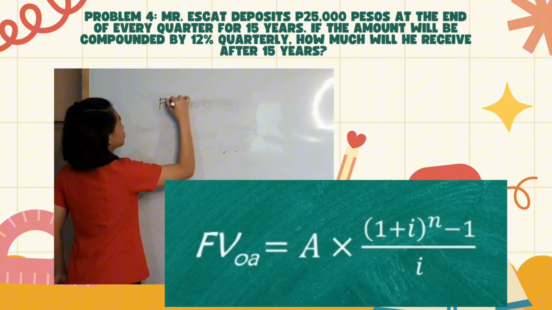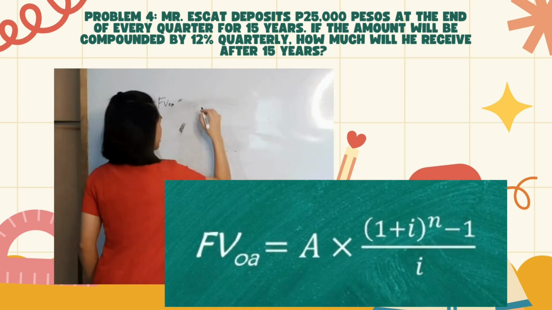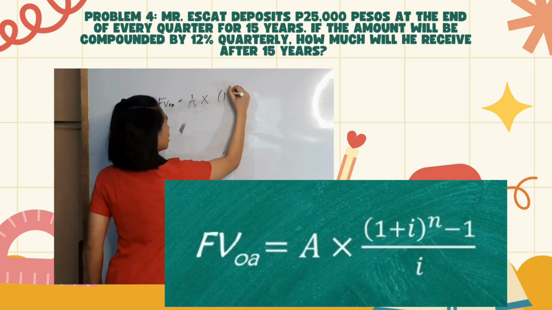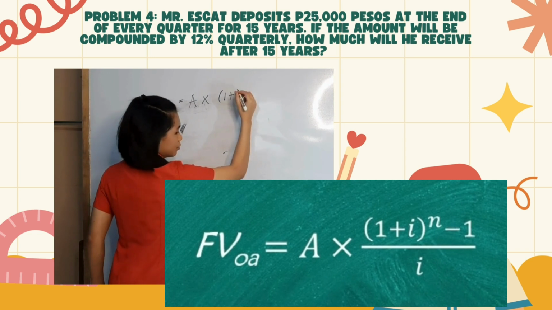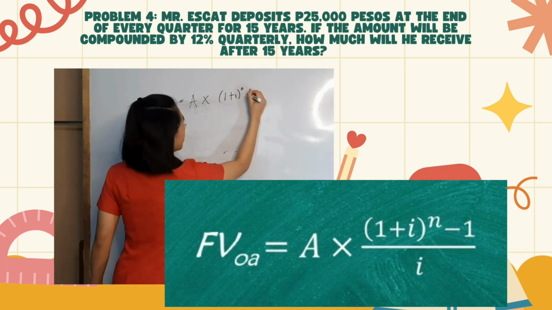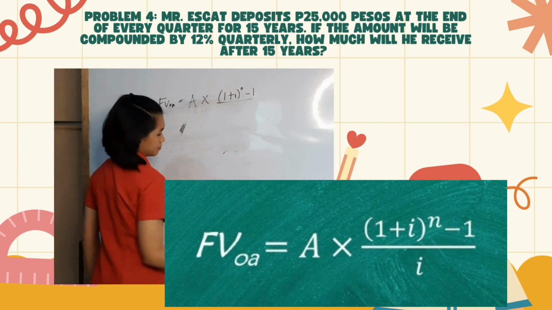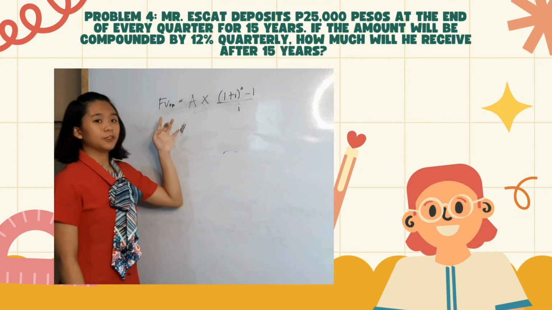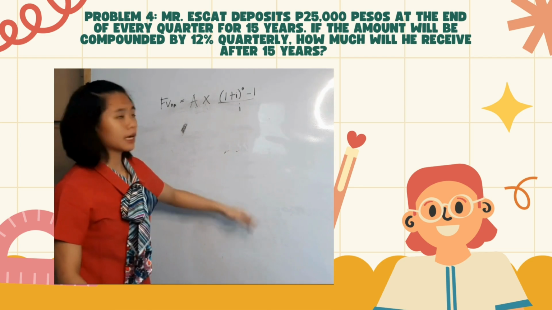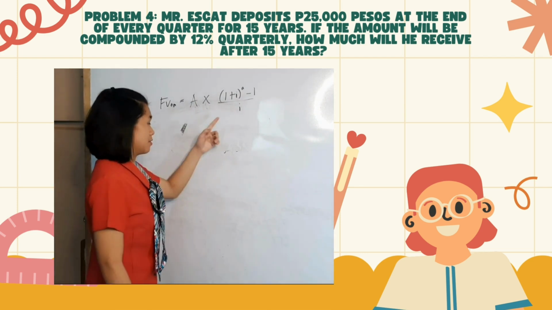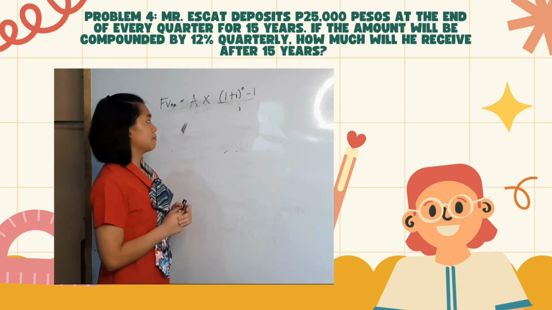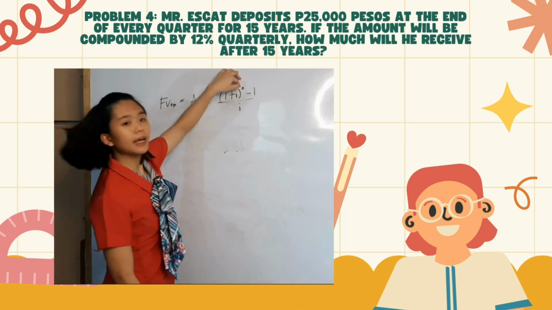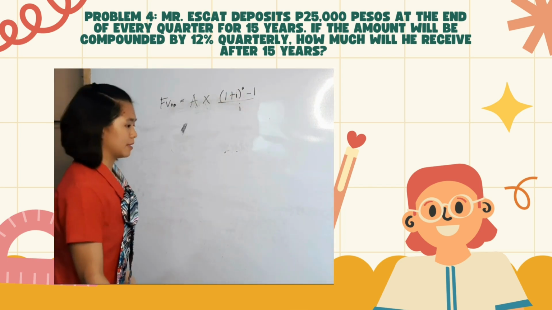FV, that's for future value, is equal to A times 1 plus i raised to n minus 1 over i. A is the amount of each annuity payment. Then i, that's the rate, and it's calculated by dividing r and m together. So i is equal to r over m. And n is the total number of payments.